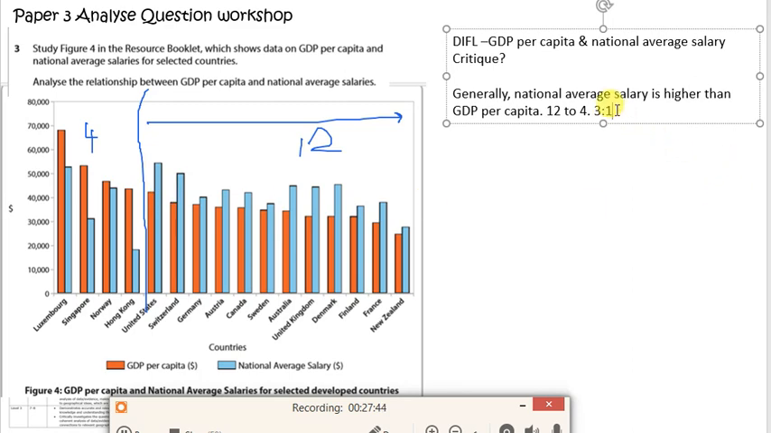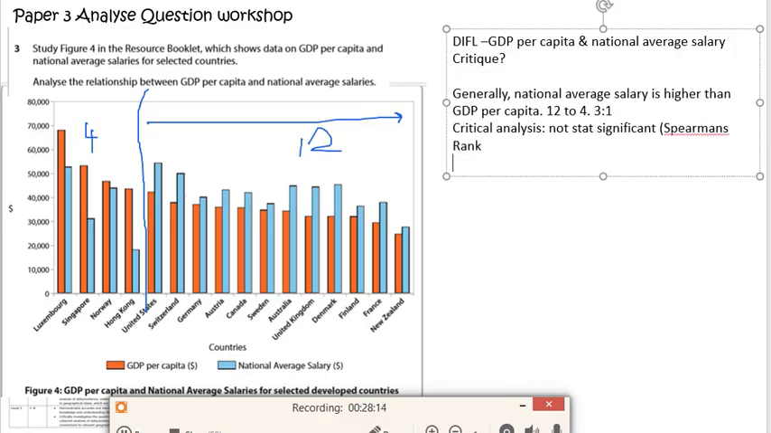But if we look, is it clear? Would it pass a Spearman's? Would it be statistically significant if we did a Spearman's rank? You don't need to know the answer, and definitely don't do a Spearman's rank. But if we're being critical, then critical analysis, I'd probably say it's not statistically significant if we used a Spearman's rank.